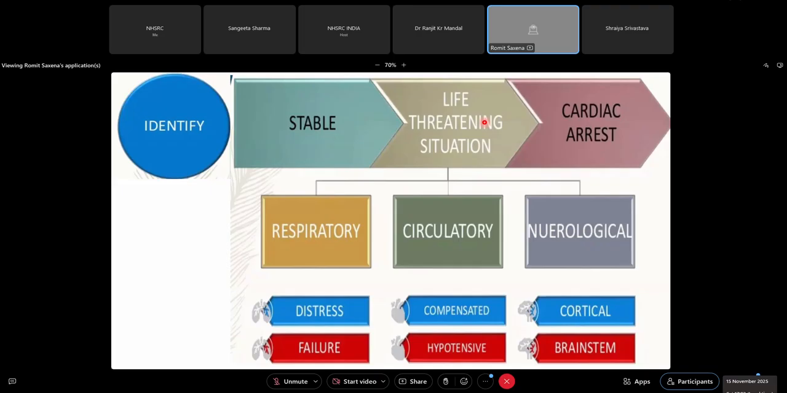So what we have understood up till now is that the intervention remains the same irrespective of what the etiology is, because the interventions are dependent upon the physiological state of the child.